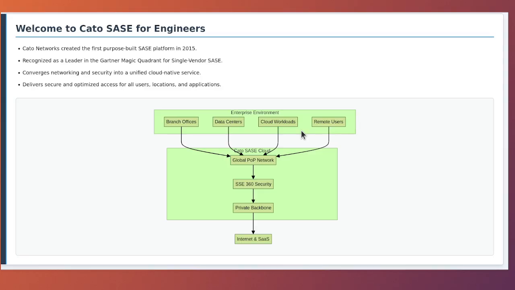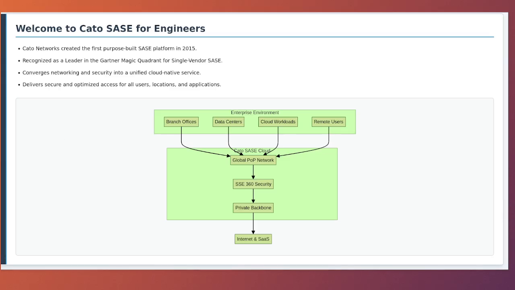The Cato platform has been recognized as a leader in the Gartner Magic Quadrant for single-vendor SASE, validating their approach of delivering true convergence rather than simply bundling separate products together. Throughout this presentation, we will examine how Cato delivers on the promise of SASE by providing secure and optimized access for everyone, everywhere, at any scale, and to any application.